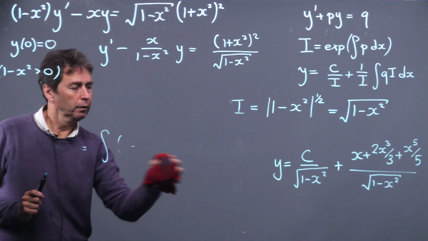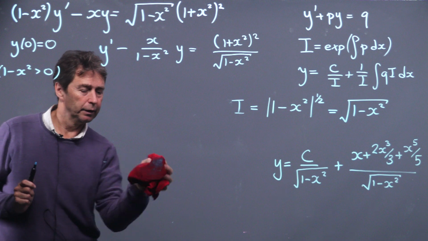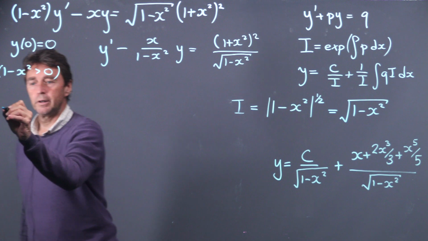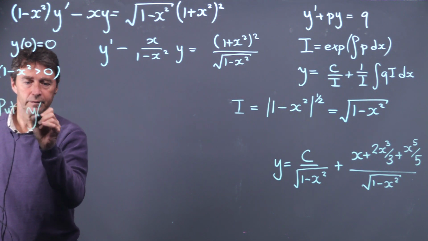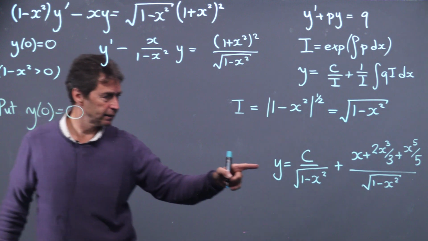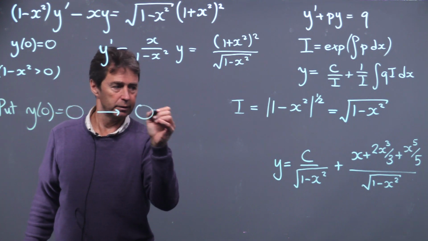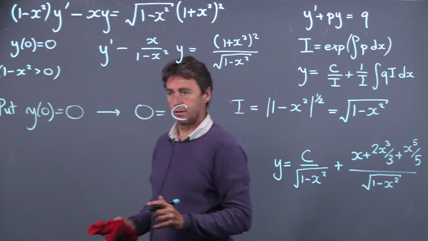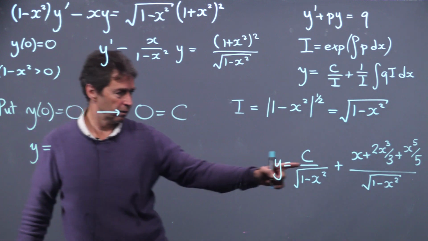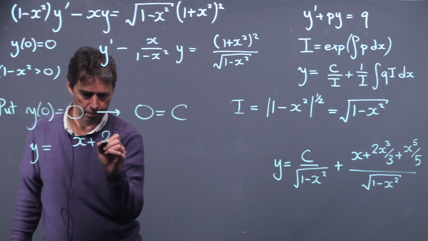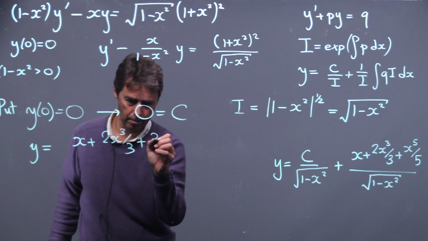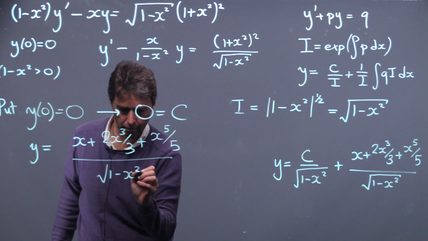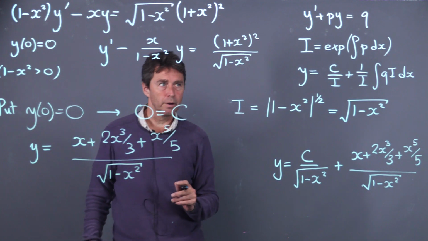Okay, last piece of the puzzle at this point is to apply that initial condition to fix C. So I need y of 0 is equal to 0. So putting x equal to 0, there I get 0 is equal to c. This whole thing vanishes, that's a 1. I get c is 0. So the solution is actually just the second term there, like so. So that's how it all worked.